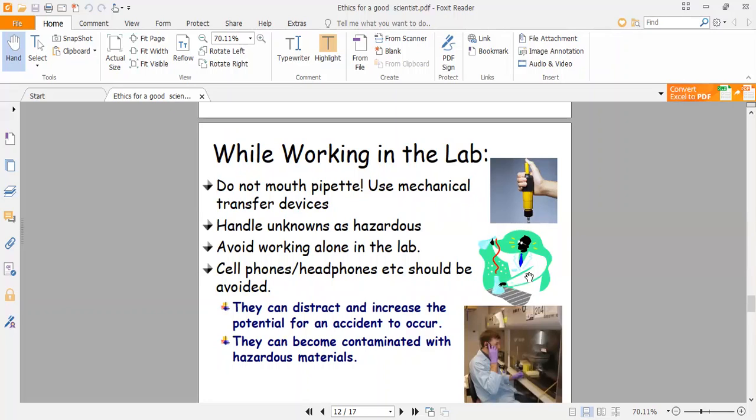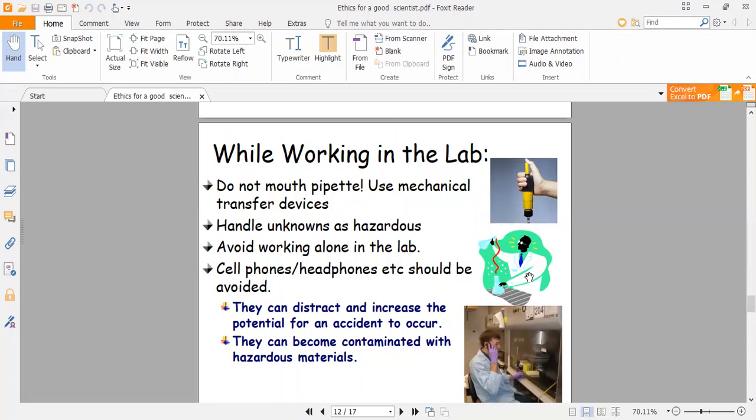While you are working in the lab, you should not do pipetting by your mouth. Use mechanical transfer devices for that. And be careful, always handle the unknown things as hazardous.